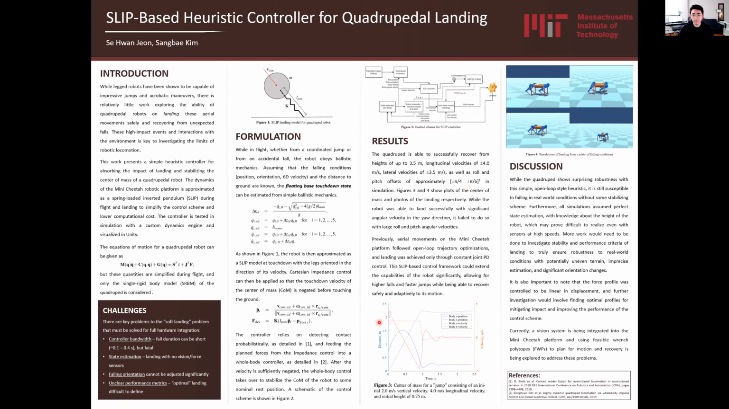This plot of figure 3 demonstrates what we consider a standard jump, which is where the Cheetah is initialized in the air and it has some initial forward velocity and some initial upwards velocity. So it follows a parabolic arc into the ground.